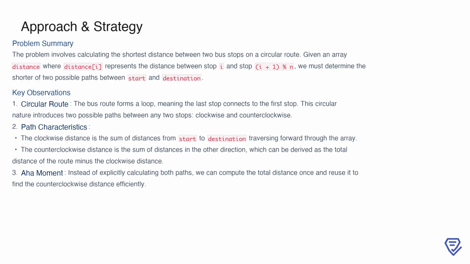To determine the shortest path, we can follow two key observations. First, the clockwise distance can be calculated by summing the distances as we move forward through the array from the start stop to the destination. Second, the counterclockwise distance can be derived by subtracting the clockwise distance from the total distance of the route. This insight allows us to avoid redundant calculations, making the solution more efficient.